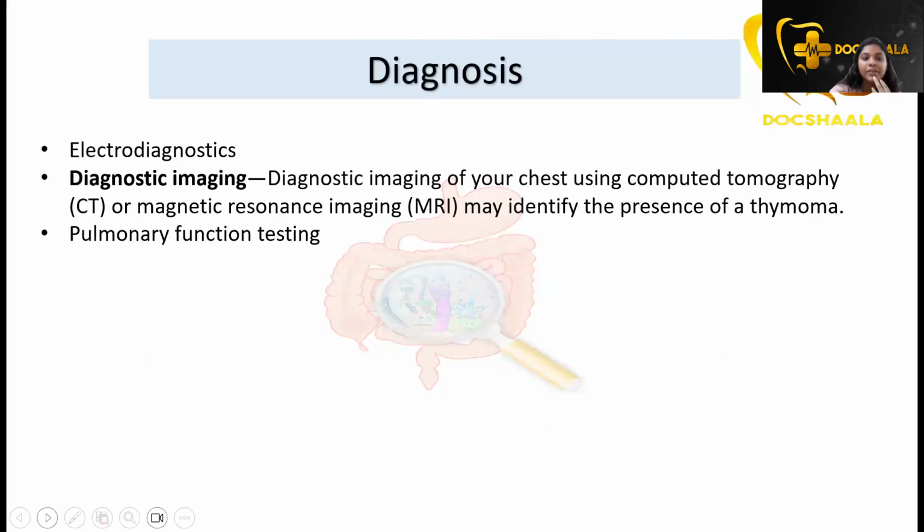Then electrodiagnostics is also performed. Then diagnostic imaging, like imaging of the chest using computed tomography and MRI, may be taken to identify the presence of thymoma. If the thymus gland is enlarged or not, we can check with this. Then pulmonary function testing is done to evaluate the function of the respiratory muscles.